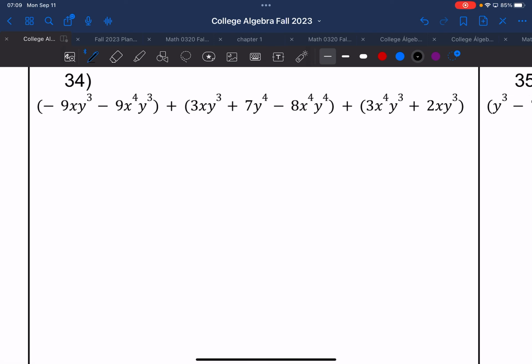For 34, do we need the parentheses? No, so I'm just going to cross out the parentheses here instead of rewriting it. So I'm saying if you have the paper in front of you. Now I'm just going to go and highlight common terms. So I have xy cubed. Any more? Yep, xy cubed. Xy cubed. And then x to the 4th, y cubed. And then this y to the 4th by itself. And this 8x to the 4th, y to the 4th by itself.